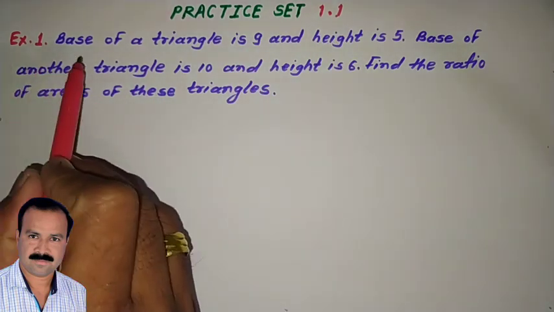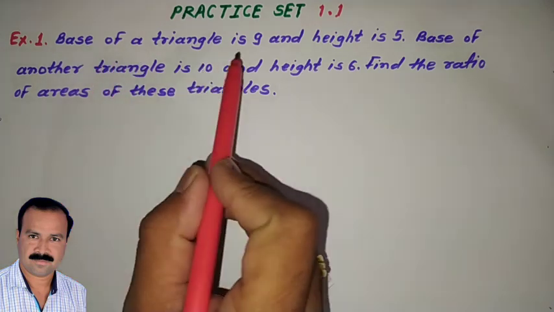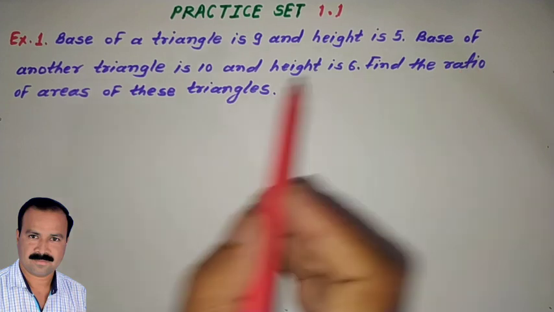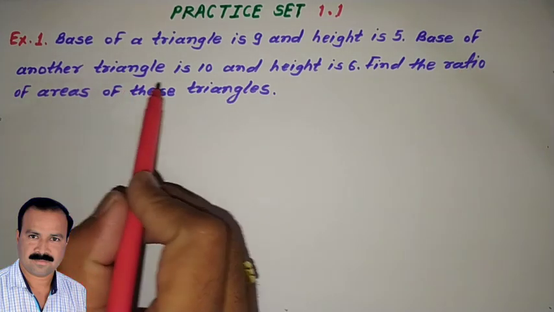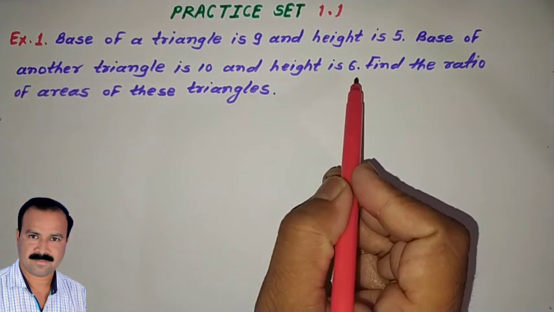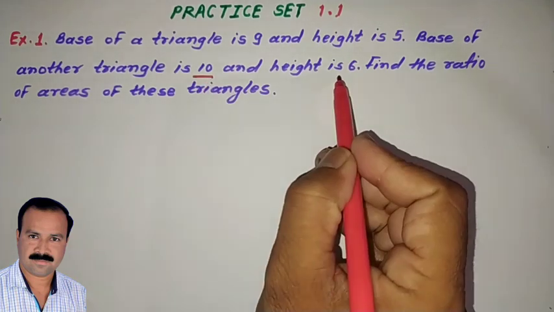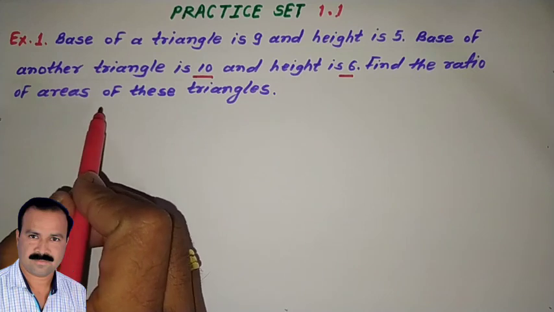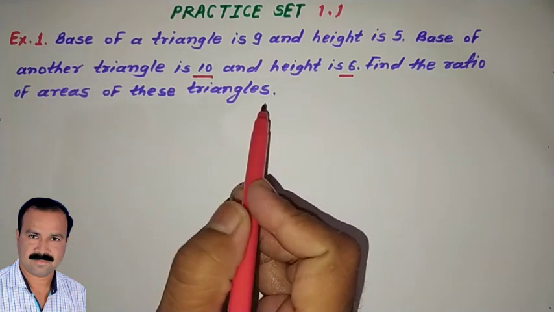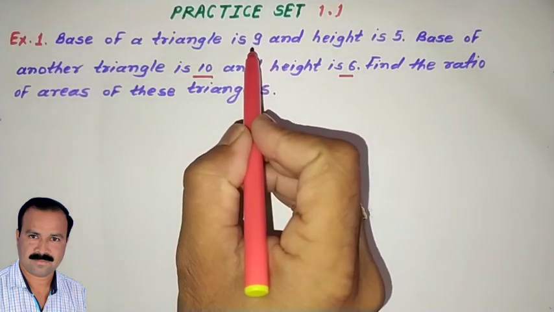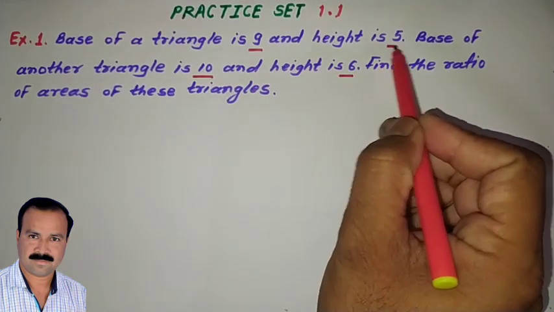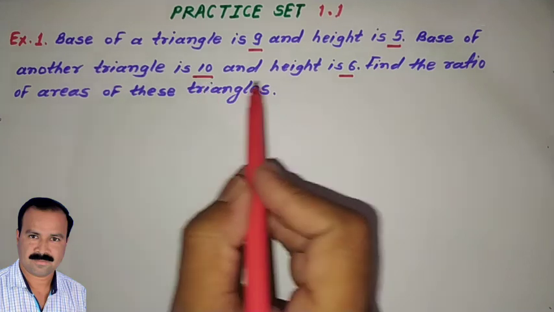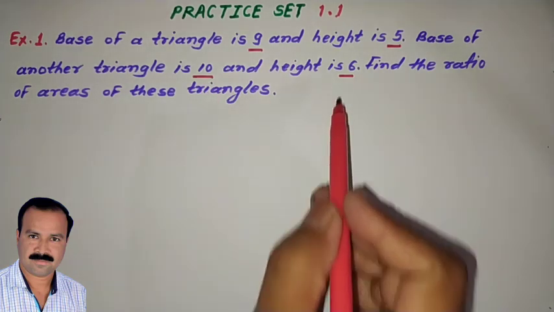Example number 1. Base of a triangle is 9 and height is 5. Base of another triangle is 10 and height is 6. Find the ratio of areas of these triangles. Here the first triangle has base 9 and height 5, and the other triangle has base 10 and height 6.